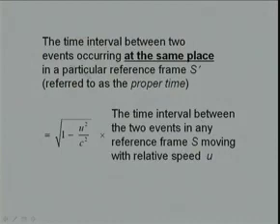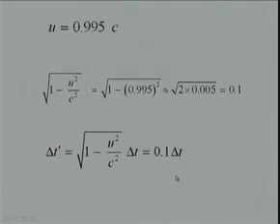So, the conclusion is that, because of Einstein's postulate, the time interval between two events occurring at the same place in a particular reference frame S prime, which is referred to as the proper time, is equal to the square root of 1 minus u square by c square times the time interval between the two events in any reference frame S moving with relative speed u.